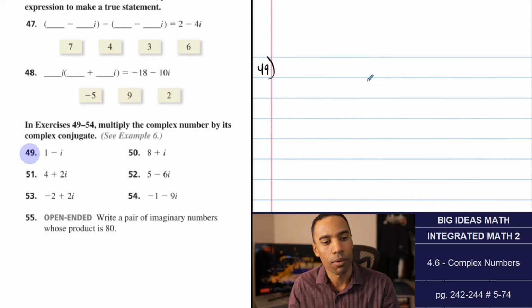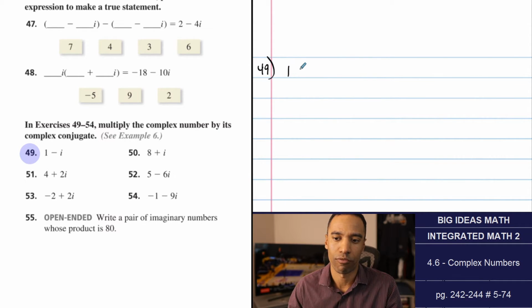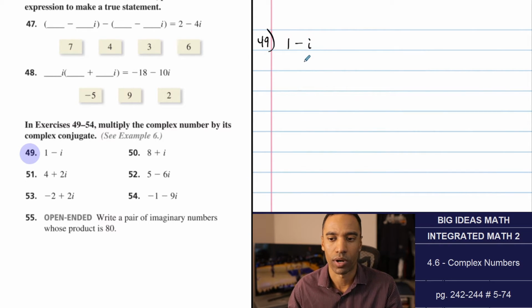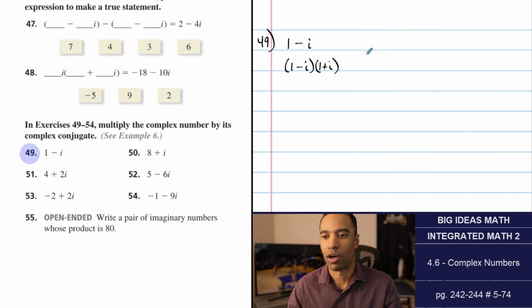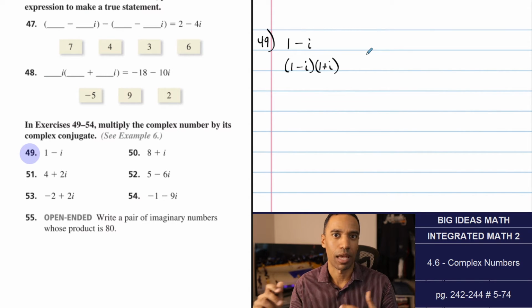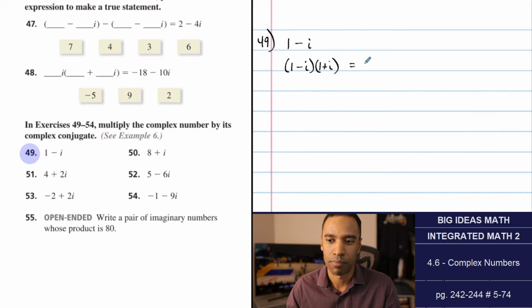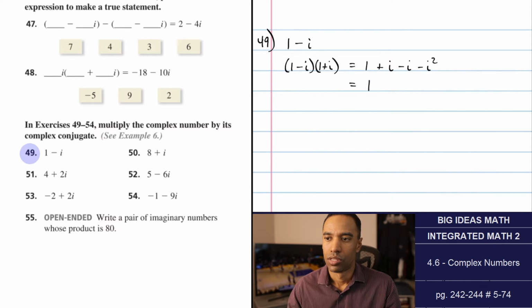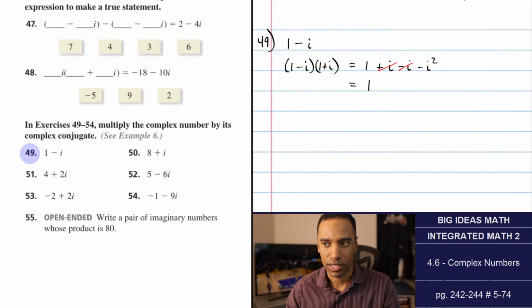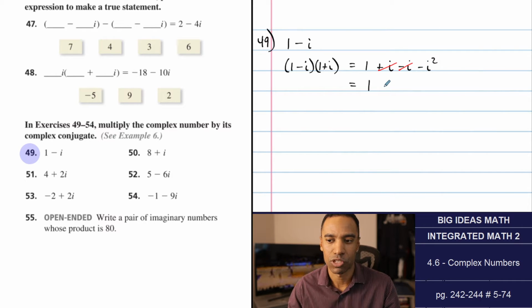In 49 to 54, multiply the complex number by its complex conjugate. So we have 1 minus i. Now its conjugate is 1 plus i. Okay, so we're going to multiply 1 minus i times 1 plus i. Now the first time, I'll go ahead and do the FOIL stuff. After that, I'm going to talk about it as a difference of two squares. So this becomes 1 times 1 plus 1 times i minus i times 1 minus i times i. These cancel, and they always will for conjugates. That's the point. We make a real number out of this. Negative i squared is positive 1. 1 plus 1, which is 2.